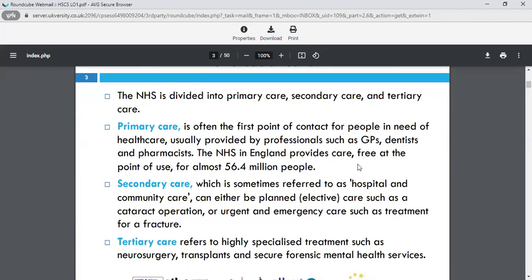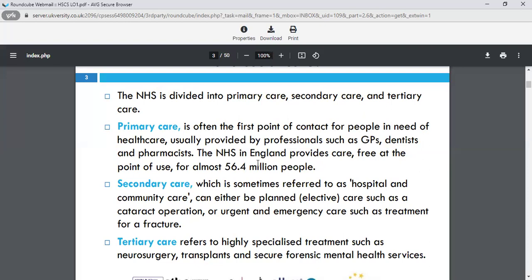So there's primary, secondary, and tertiary. The NHS is divided into primary care, secondary care, and tertiary care. Primary care is the first point of contact, or first point of care, when people are in need of health care. It's usually provided by professionals like general practitioners, dentists, and pharmacists, whatever service you require. If it's a dental issue, you would obviously go to a dentist. If something is beyond the GP's scope, or the GP can't prescribe something, they would refer you to the secondary or tertiary care.